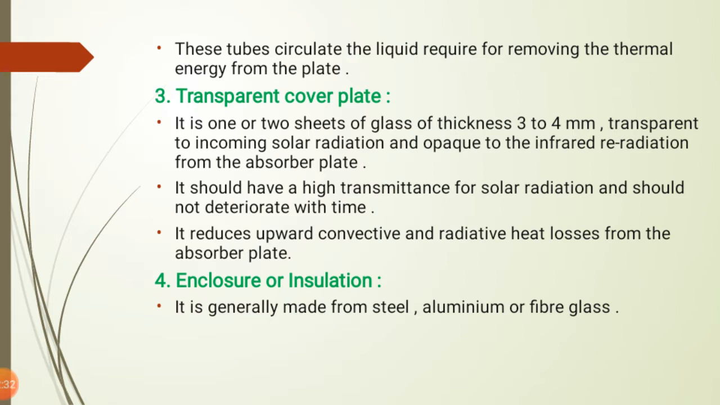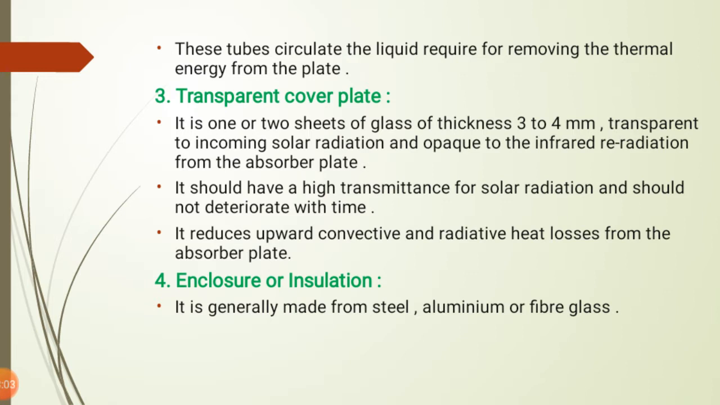We know that there are different types of heat losses: convective, radiative and conduction. For radiation there is no requirement of any medium, but convection and conduction require a medium. So these are the heat losses, and the transparent cover plates are used to reduce the convective and radiative heat losses from the absorber plate. This is the third part of the liquid flat plate collector, that is, the transparent cover plate.